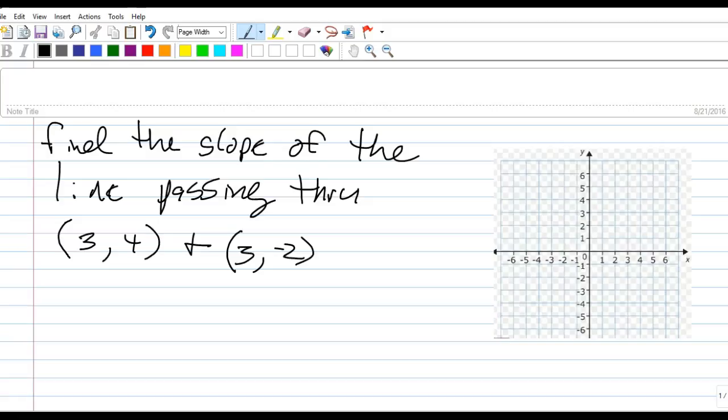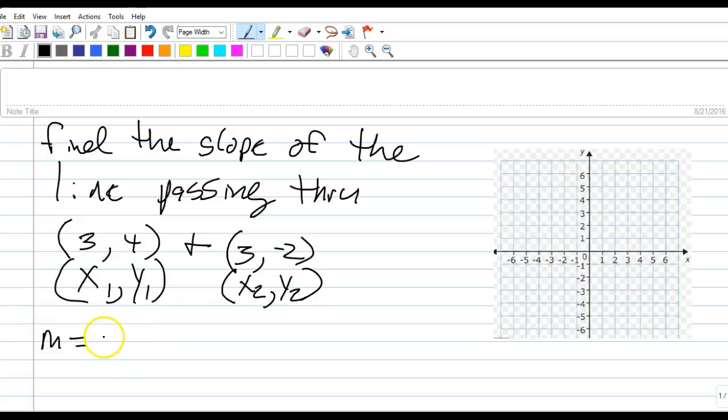So let's look at another example where I ask you to find the slope of the line that passes through 2 points. In this particular case, we're finding the slope of the line that passes through the ordered pairs 3, 4, and 3, negative 2. Again, like I have done in the previous examples, I will designate one of these ordered pairs to be x sub 1, y sub 1, and the other to be x sub 2, y sub 2. And then I'm going to compute the rise over the run, or the vertical change divided by the horizontal change, which is y sub 1 minus y sub 2 over x sub 1 minus x sub 2.